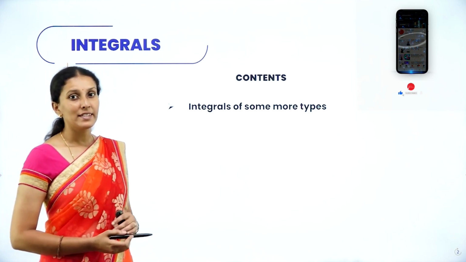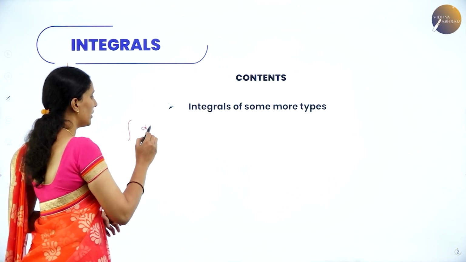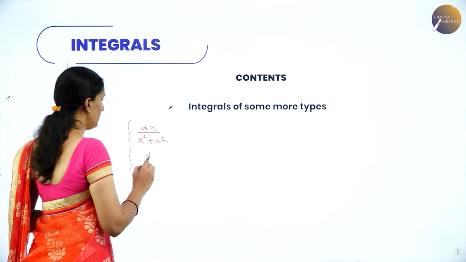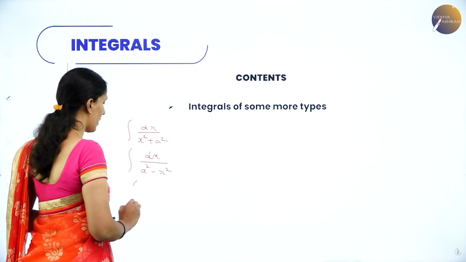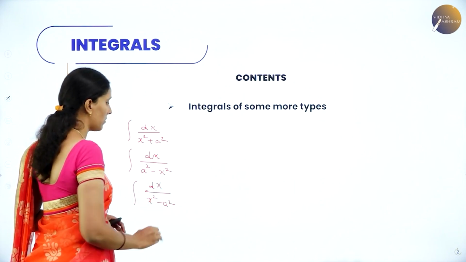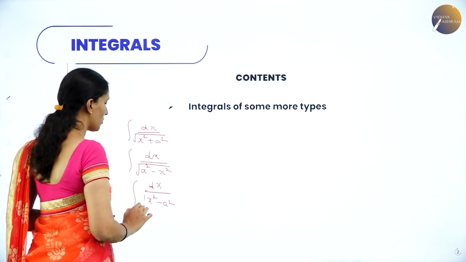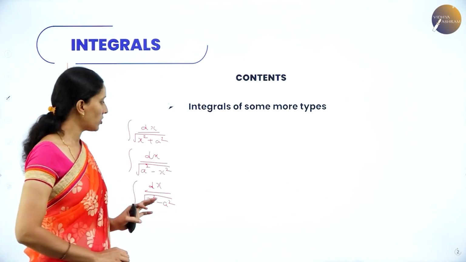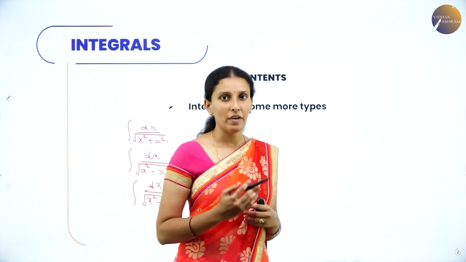So in our previous session, we have learned some standard integrals of the form dx divided by x square plus a square, dx divided by a square minus x square, dx divided by x square minus a square. Along with that, we have also studied under the square root of these functions. So whenever the functions are in the denominators of this form, or quadratic equations, then we have learned some standard integrals and their proofs also, which is for 5-mark question.